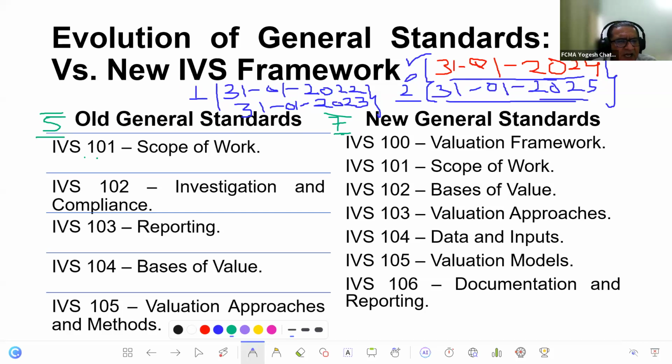In the old version, IVS 101 is on scope of work. IVS 102 is on the process of due diligence, that is, investigation and compliance. Guidance on valuation reporting we get from IVS 103. Basis of value, very important. As its name suggests, that is the base. That is the foundation, the framework on which the entire valuation estimation will be derived.